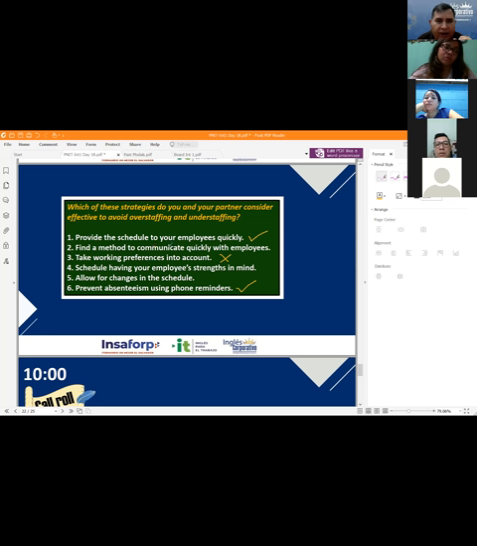So it's provide the schedule to your employees quickly. Find a method to communicate quickly with employees. Yes, you have to communicate quickly with them. Schedule having your employees' strength in mind. I mean, think about Fulanito is good for this, and Menganito is good for this. To get better productivity. And what about the last one? Allow for changes in the schedule. It means people that are not happy with the schedule come to you and say, can you change my schedule? And you say, okay. Do you think that that works?